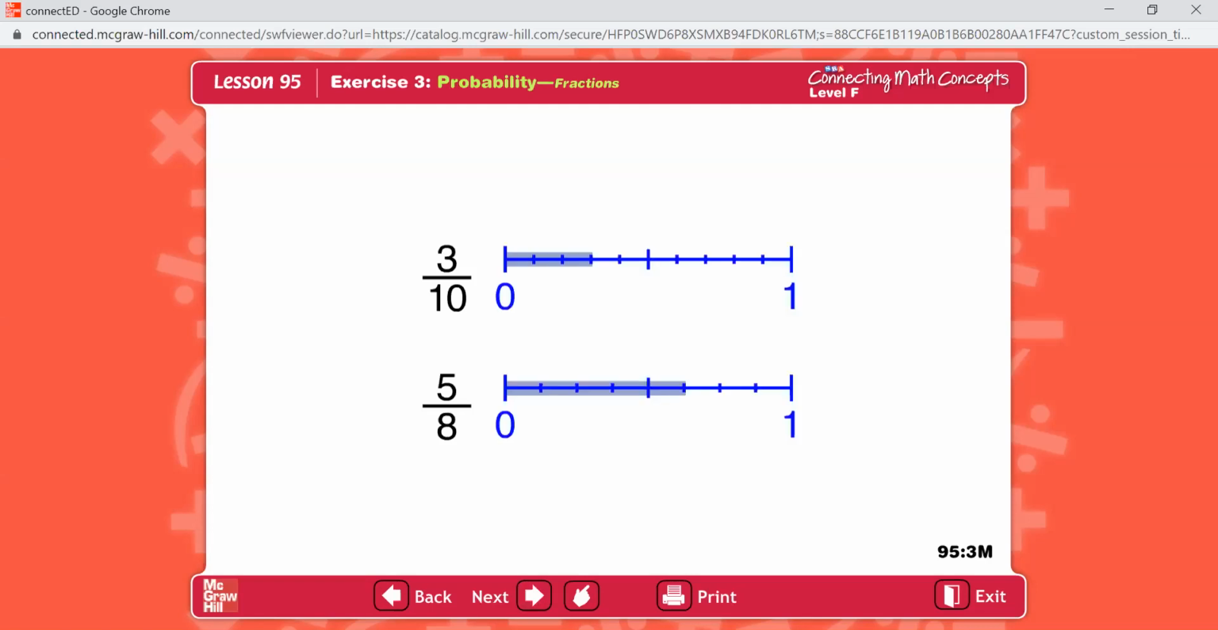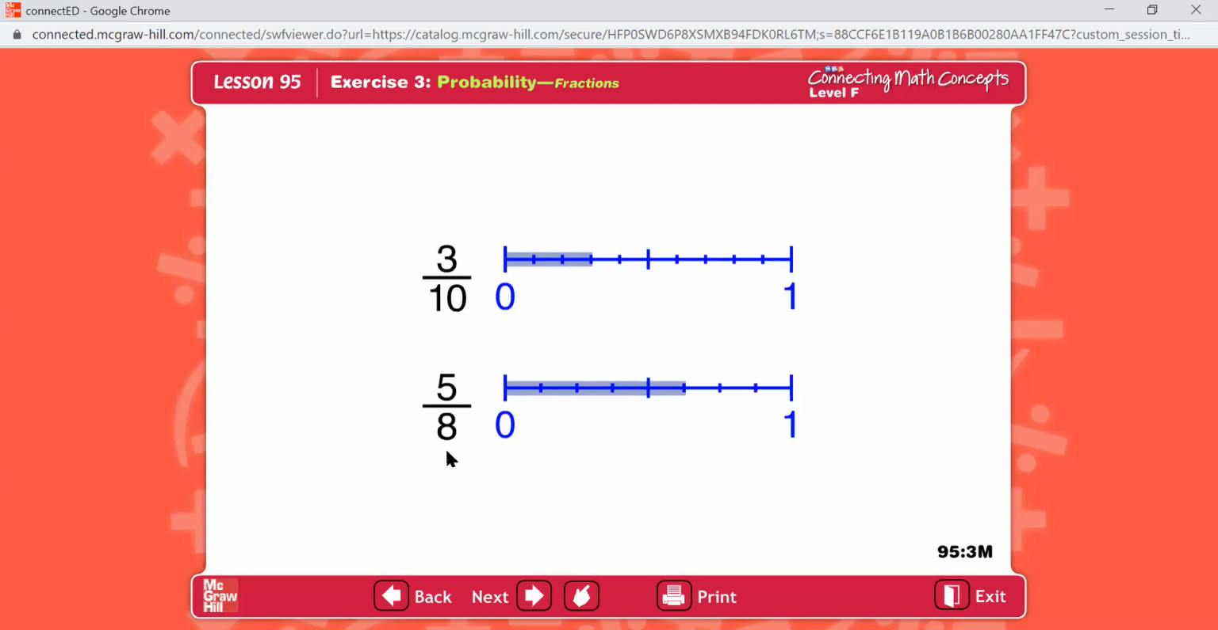Watch. Here we have 3/10 and 5/8 drawn out. So we have 1, 2, 3, 4, 5, 6, 7, 8, 9, 10 notches in this line. Only 3 are filled out. What's half of 10? 5. We know 5/10 is half for this. It's not half full yet.